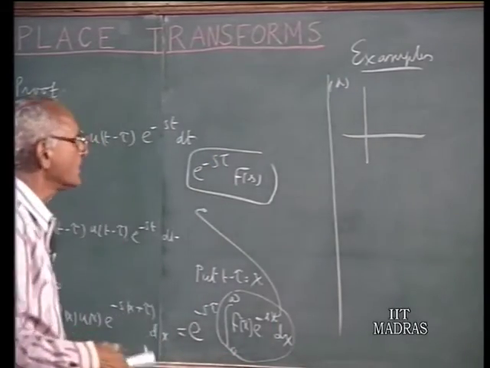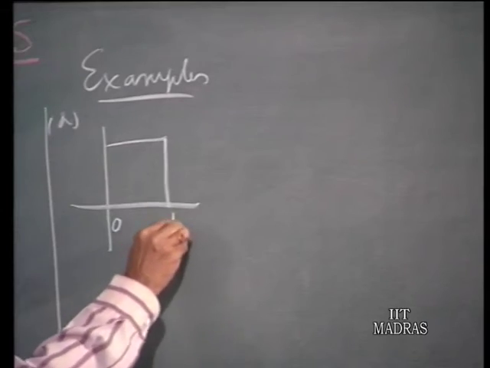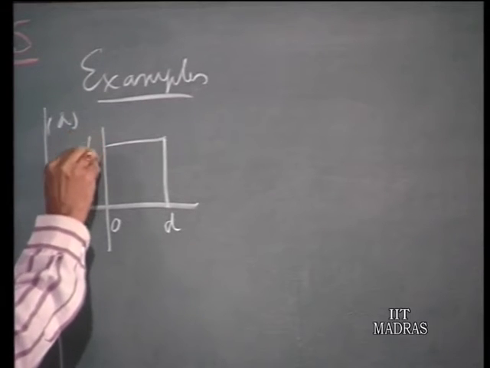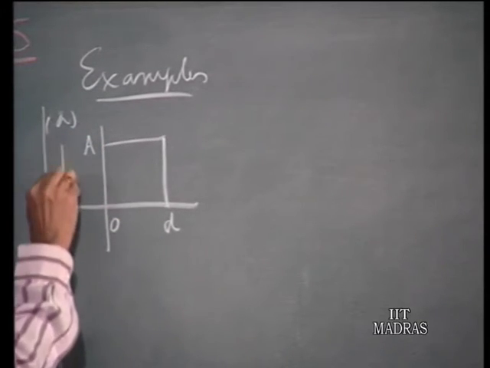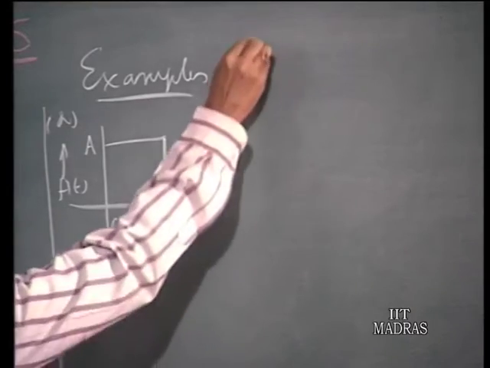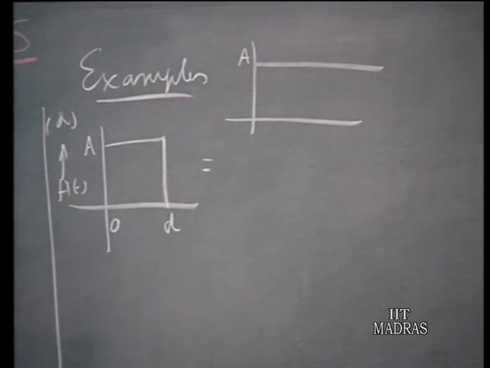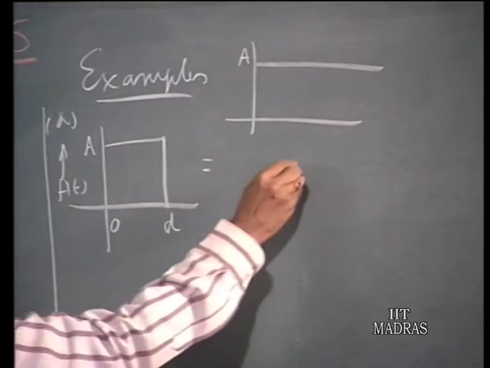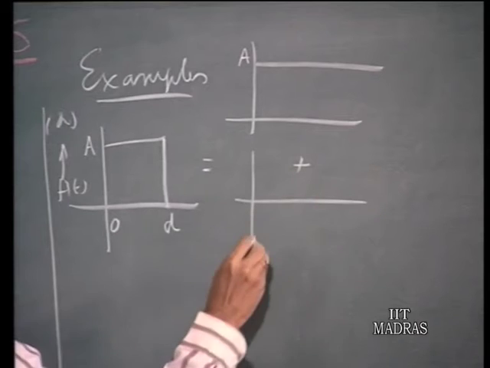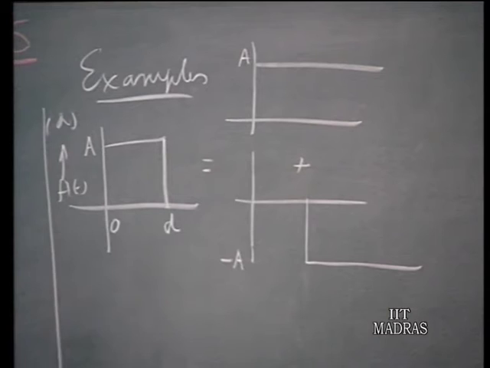Let us consider first of all a pulse function. It exists from 0 to d, with value a. This is f of t. Now, you can always consider this pulse to be a step function of amplitude a starting at t equals 0, plus another step function of amplitude minus a starting at time t equals d.